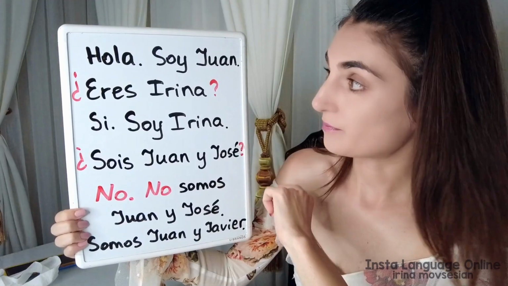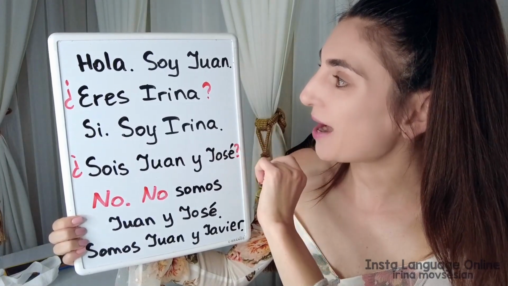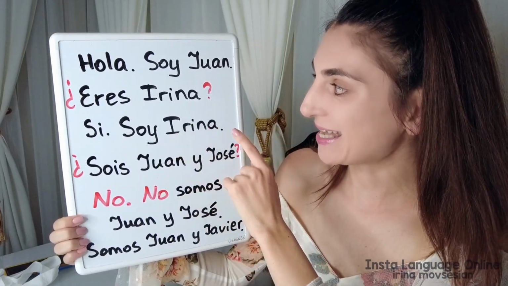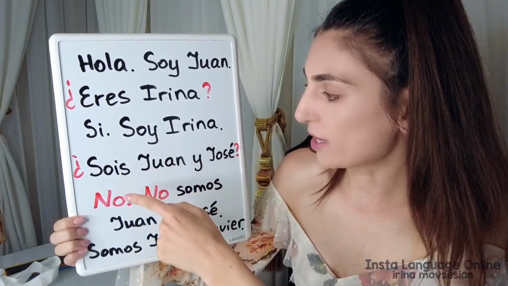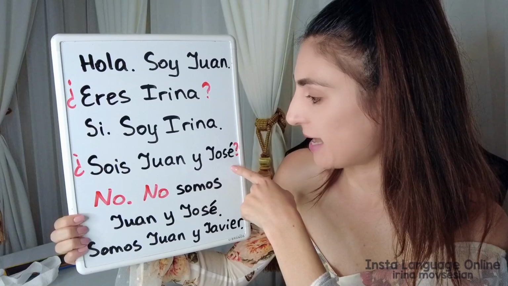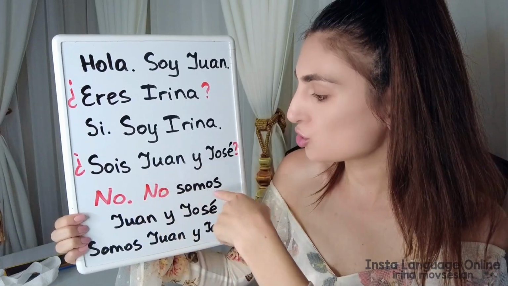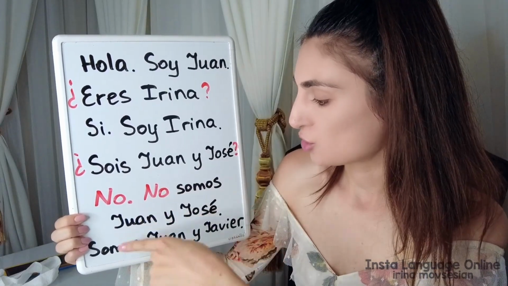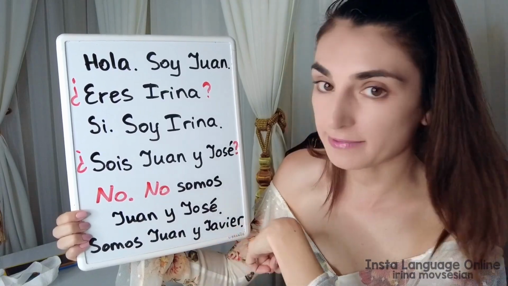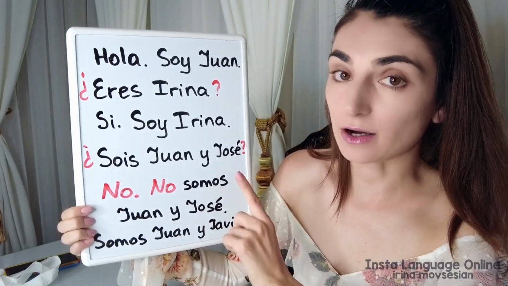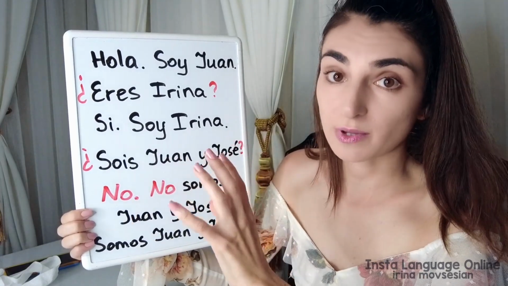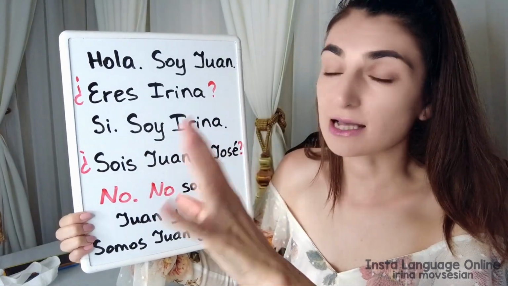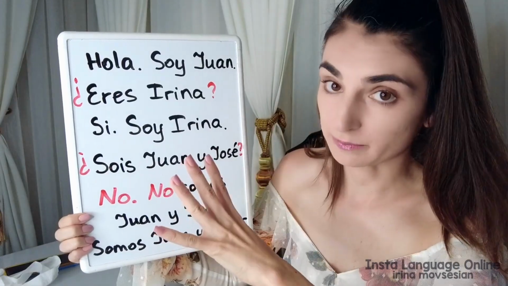Let's read this again. Hola, soy Juan. ¿Eres Irina? Sí, soy Irina. ¿Sois Juan y José? No, no somos Juan y José. Somos Juan y Javier. Please write this down and learn this dialogue by heart. If you study with me, come to my class and tell me this dialogue orally.